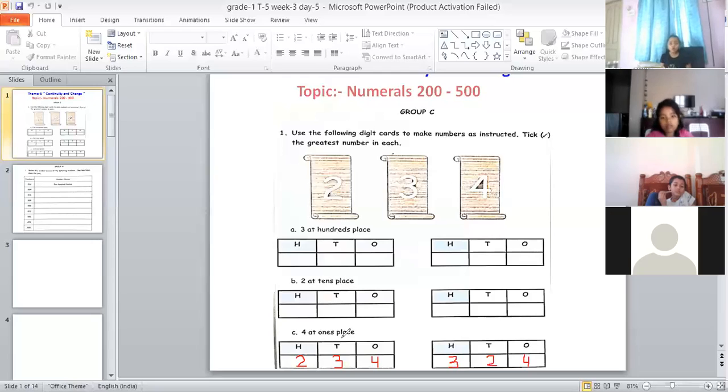Now, Sudhamsh, you tell me which is bigger. 2 is bigger or 3 is bigger? 3. Very good. So this means the number 324 is the greatest number. So we will put our tick on 324.